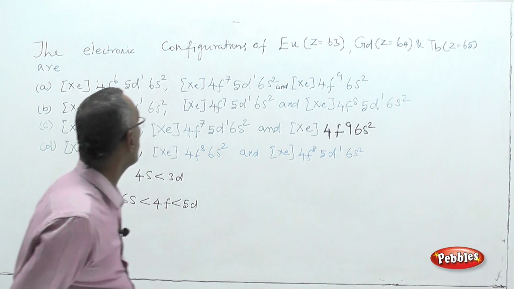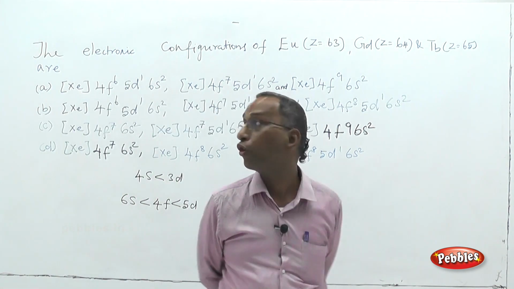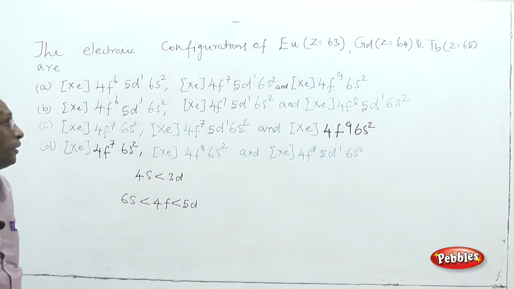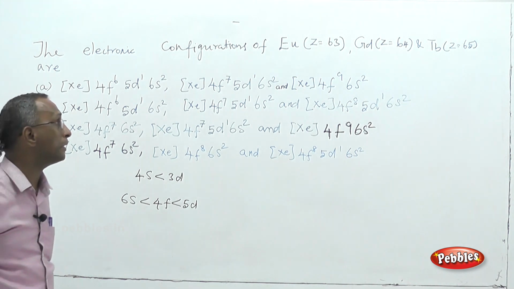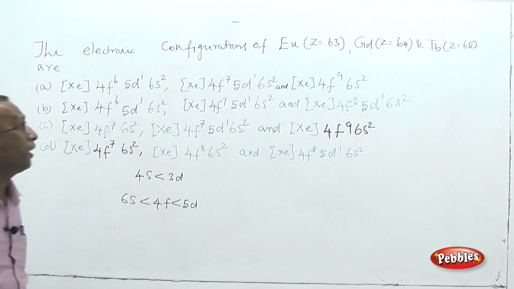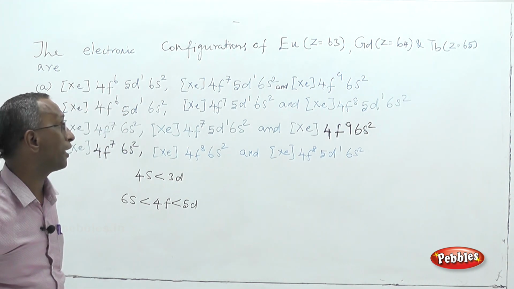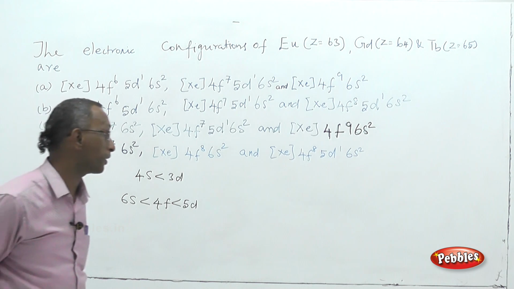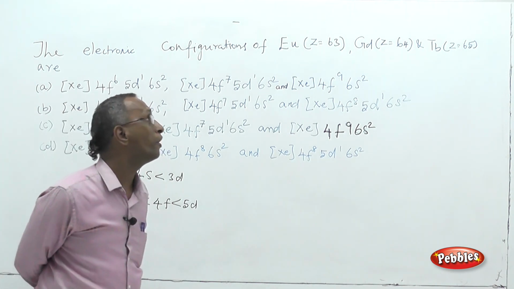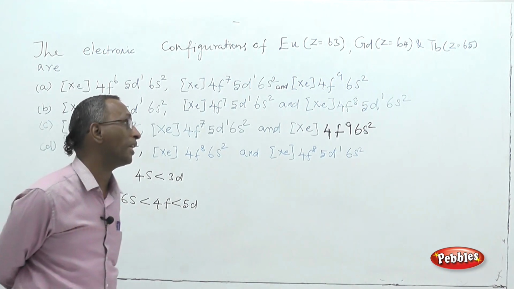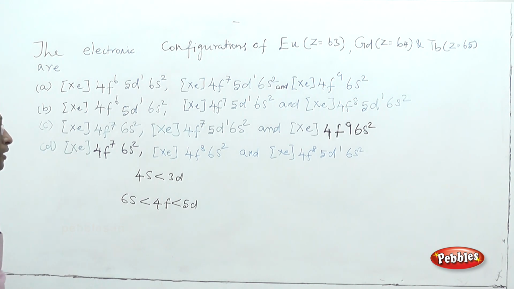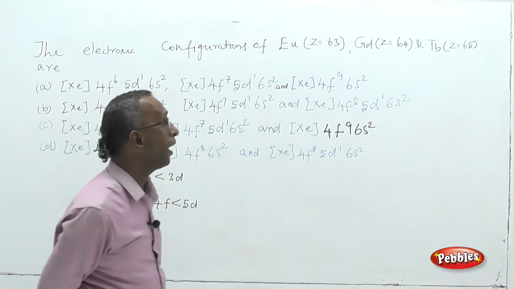Now we will see the last question in the atomic structure, that is electronic configuration. This question reads as: the electronic configurations of 3 elements are given. Eu means europium, all are synthetic elements, f block elements. Atomic number is denoted by the capital letter Z. So europium with atomic number 63, Gd gadolinium with atomic number 64 and Tb terbium with atomic number 65. Their symbols are written for these elements.